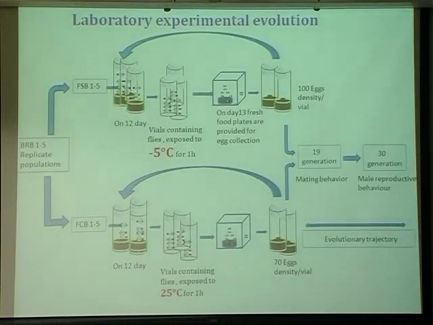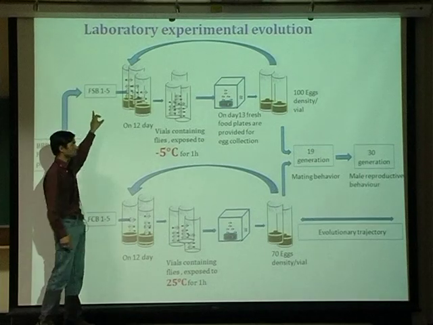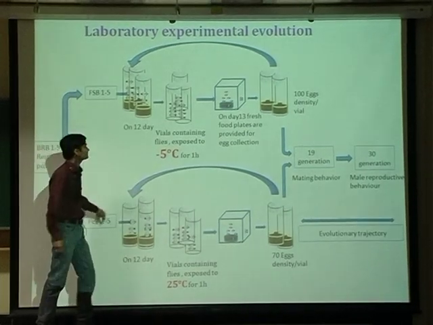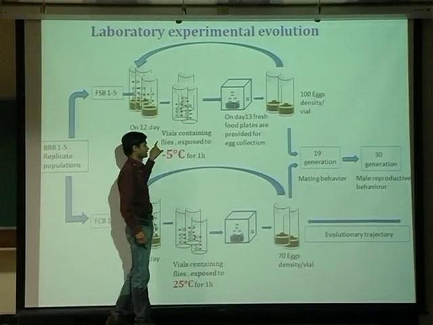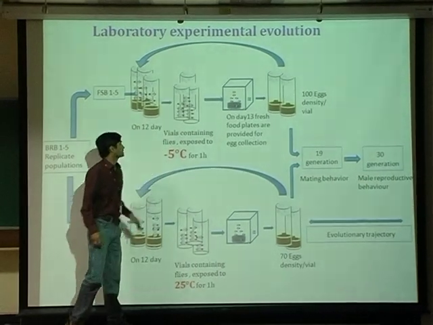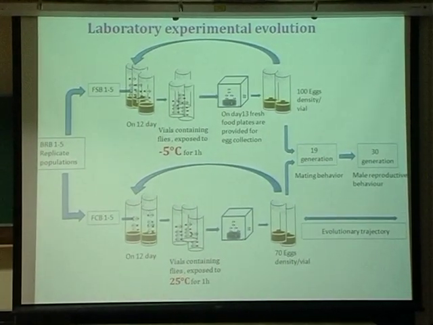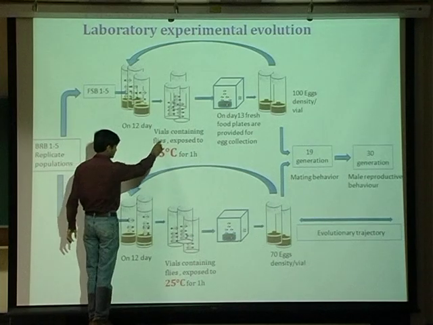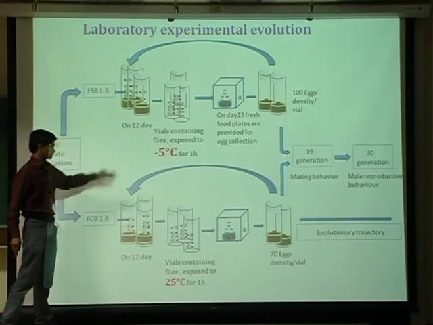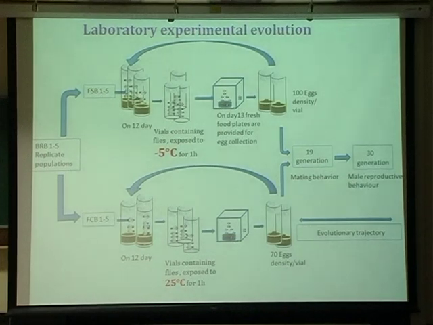So we use a laboratory approach. Here are our baseline populations. We create from these baselines the selected lines and the control lines. In the selection lines, on the 12th day post egg collection, we transfer the vial flies into an empty vial and expose them to minus 5 degrees. This is the only single difference between the control and the selection. Then, after several generations of selection, we look at male reproductive behaviors.